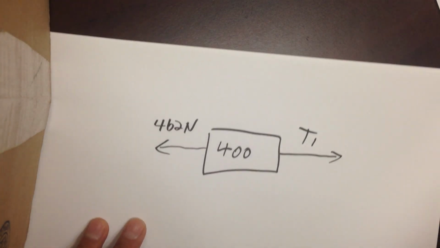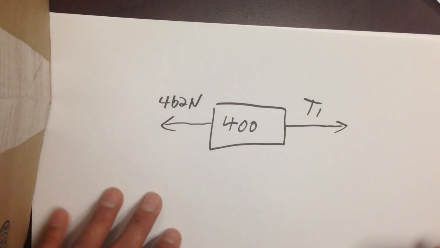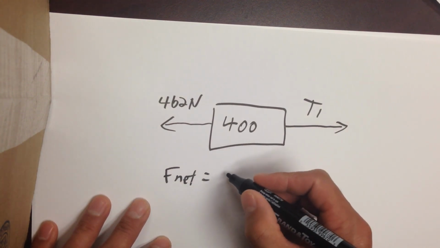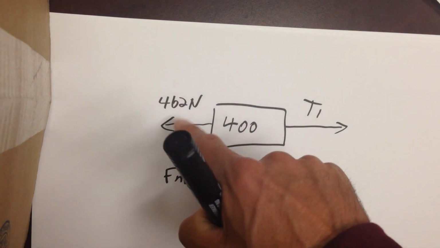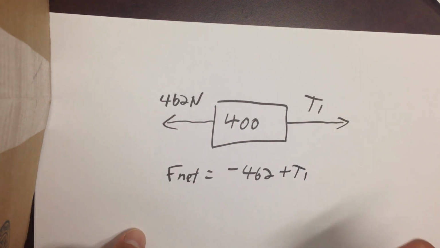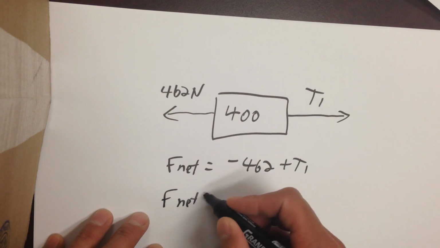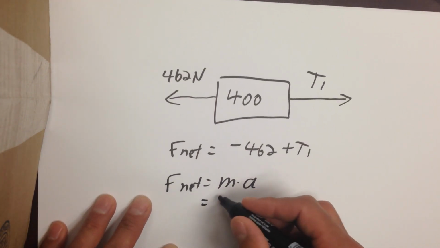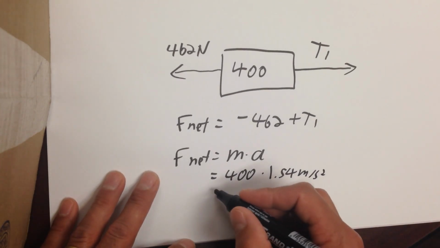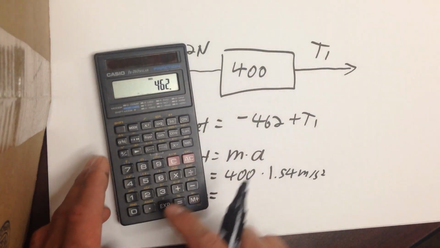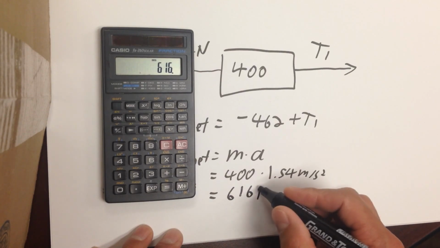T1, and let me just show you this diagram again. T1 is the tension in this chain, which is pulling the middle block forward. And with all of that together, the net force is equal to negative 462, because if our net force is considered forward, this is going to be a negative as it's pulling back, plus T1. T1 being the tension in the cable between the truck and the middle trailer. We also know that our net force is mass times acceleration, which makes it 400 kilograms times that same acceleration, 1.54 meters per second squared. So the net force on the middle block is 400 kilograms times 1.54, 616 newtons.